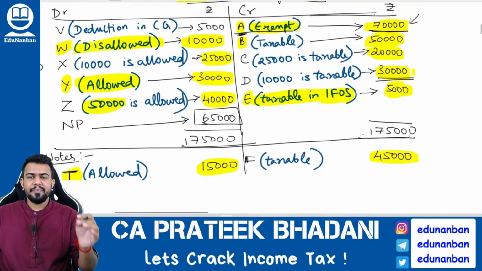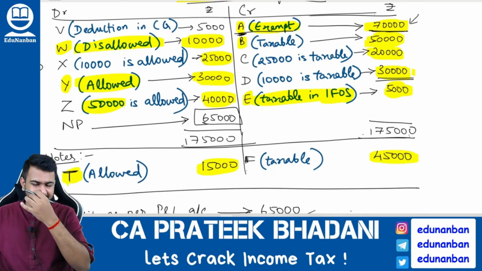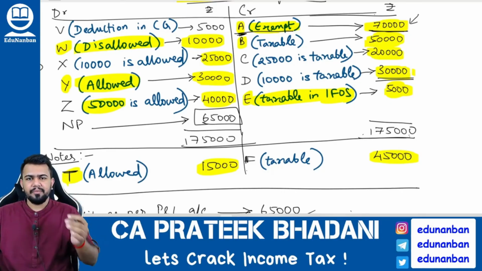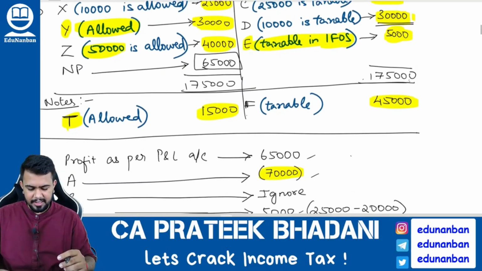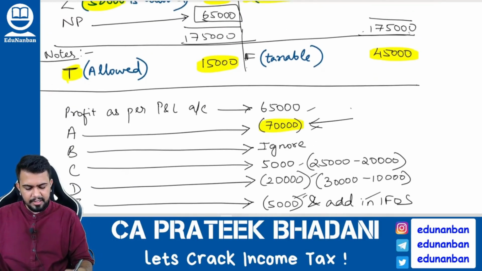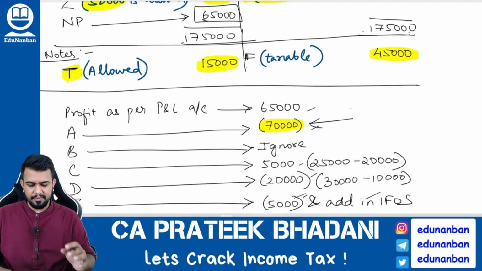If in P&L account it is given as income, it means it would have been added in the profit, correct? It would have been added while finding out the net profit. But in income tax it is not considered as an income. So now what you should do? You should reduce it from the net profit. Hence you should reduce that 70,000 from the net profit.